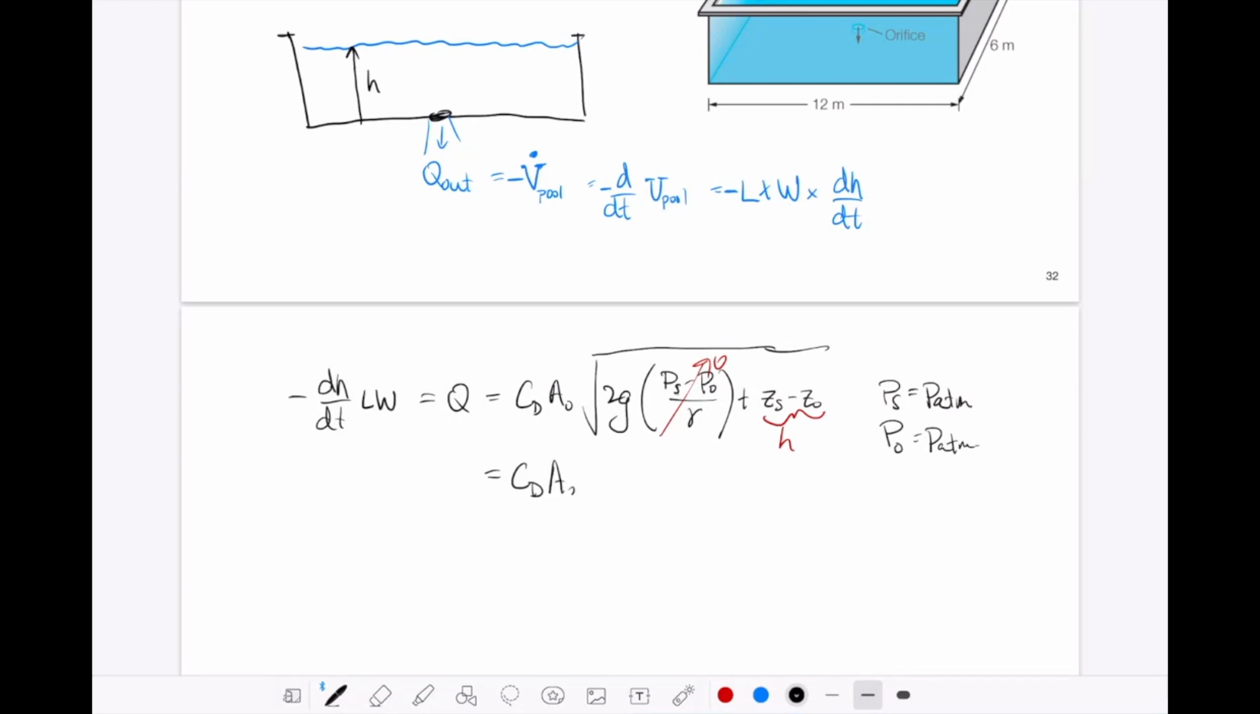CD A0 square root of 2gh. And then this is equal to negative dh dt times L W.